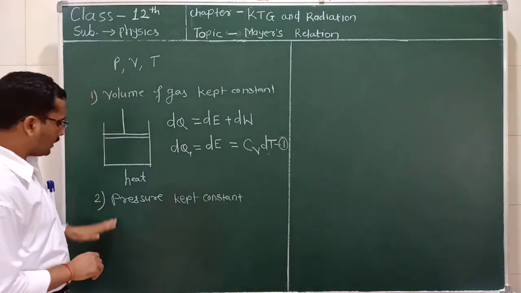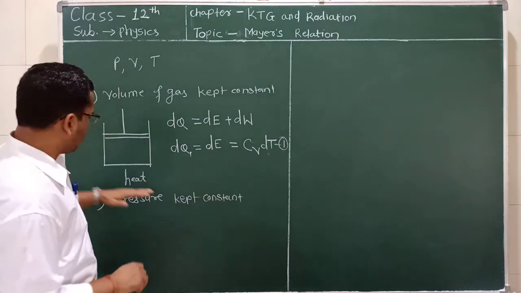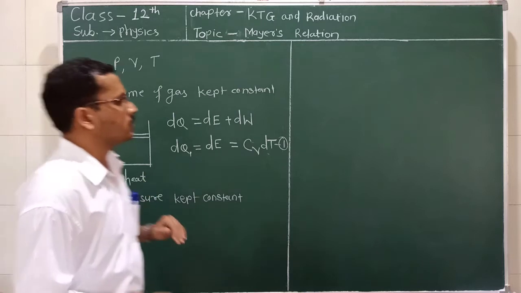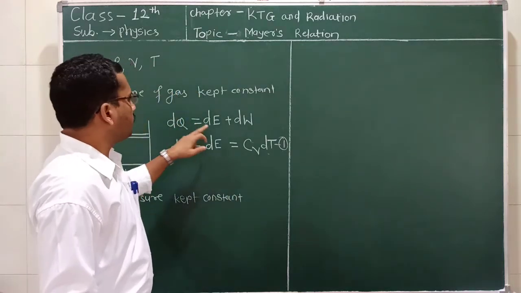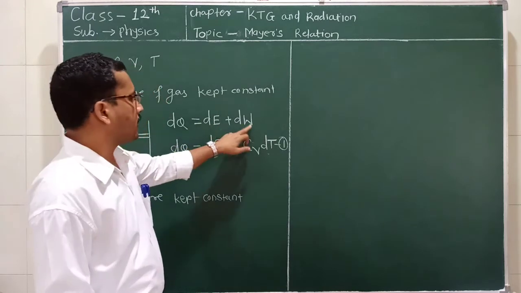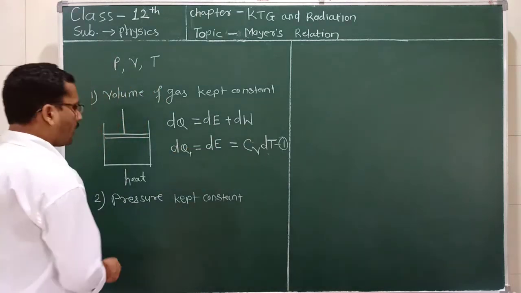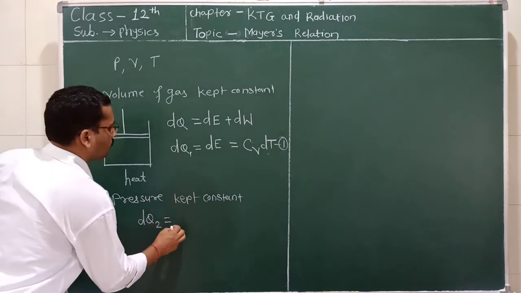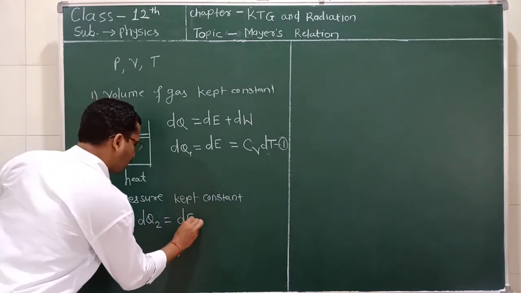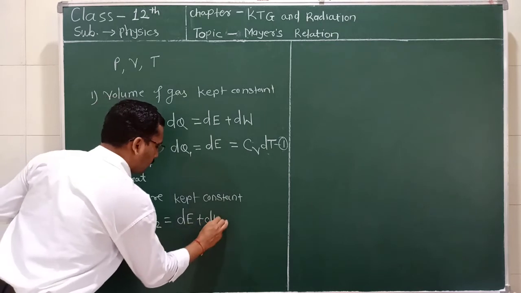So we can say that when the pressure is kept constant and some heat is supplied to such a system, the amount of heat is divided into two parts: to increase its internal energy as well as to do some work. So we can write here dQ2 is equal to dE plus dW.